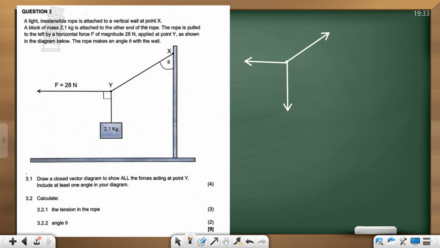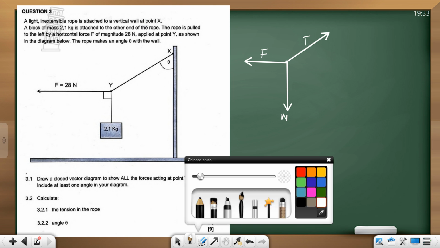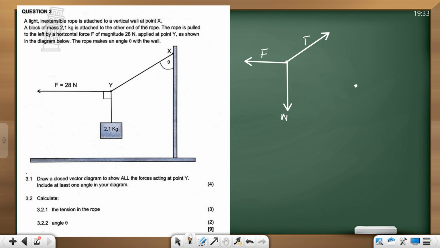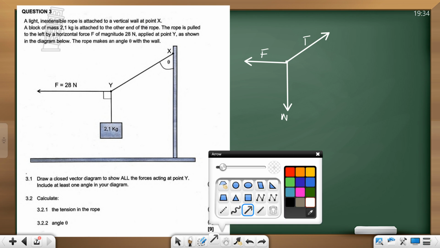And that is F. So F, weight. So if I want to draw a closed diagram, I must draw this to give me what? A triangle. Now, let's see. Can we rearrange this for us to get a triangle with all those forces still facing that way? Okay, let's try a triangle.